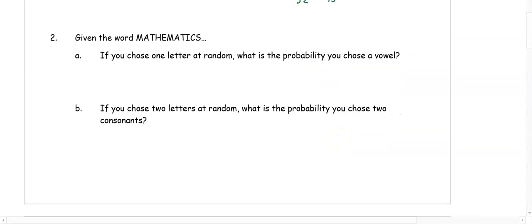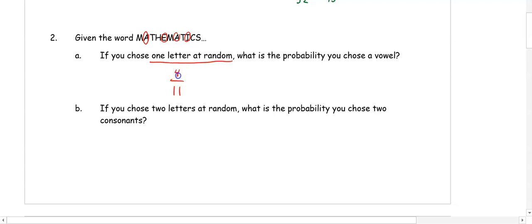Number 2A. Given the word mathematics, if you choose one letter at random, what is the probability that you choose a vowel? So first of all, we need to figure out how many letters are in the word mathematics. So we have 1, 2, 3, 4, 5, 6, 7, 8, 9, 10, 11 letters. And then we need to look at how many vowels this has. So it has an A, an E, another A, and an I. So that is 4 vowels out of 11.